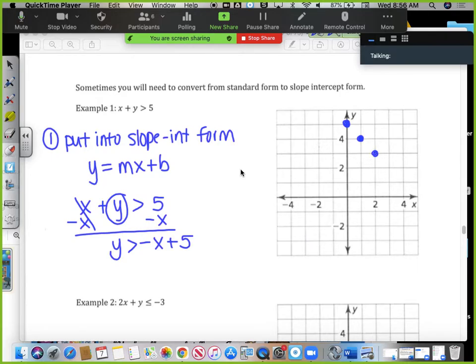You only need 2 points to make a line. I know I did 3 just to show you, or I did 2 extra just to show you the movement of down 1 over 1. But now I need to pick what type of line to use. It's a greater than symbol. Greater than or less than symbols means that none of the points on the line are solutions. So what type of line would I need for that?